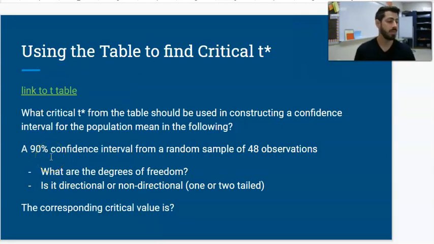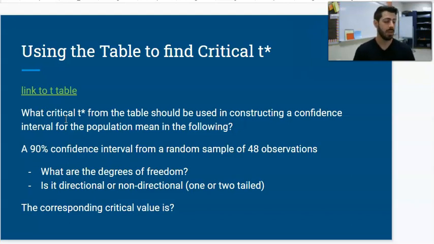Now, using the table to figure out what t is, or what the critical t is. So just like with z-scores, you can use the degrees of freedom to figure out what your t-score is going to be, right? So what critical t you're going to use from the table should be used when you're constructing a confidence interval for the population mean. And here's an example. So let's say we want to make a 90% confidence interval from a random sample of 48 observations. What are the degrees of freedom? And is it directional or non-directional?